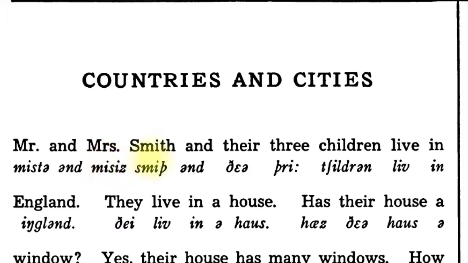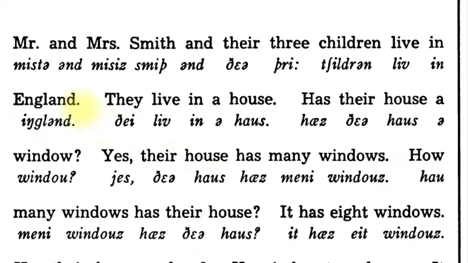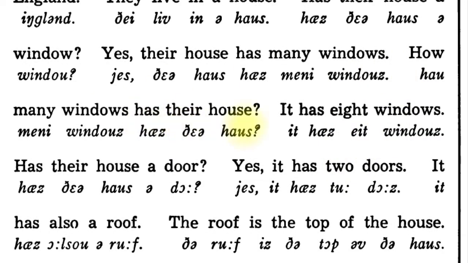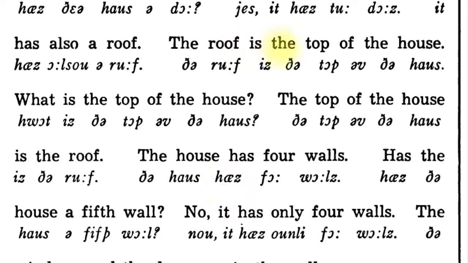Mr. and Mrs. Smith and their 3 children live in England. They live in a house. Has their house a window? Yes, their house has many windows. How many windows has their house? It has 8 windows. Has their house a door? Yes, it has 2 doors. It has also a roof. The roof is the top of the house.